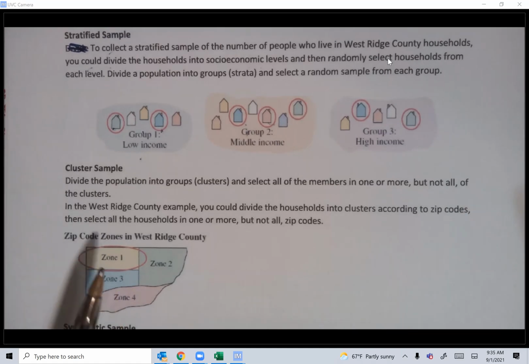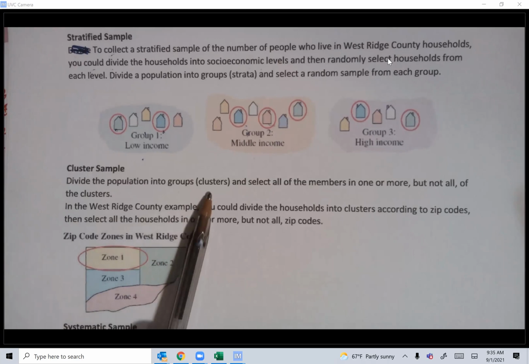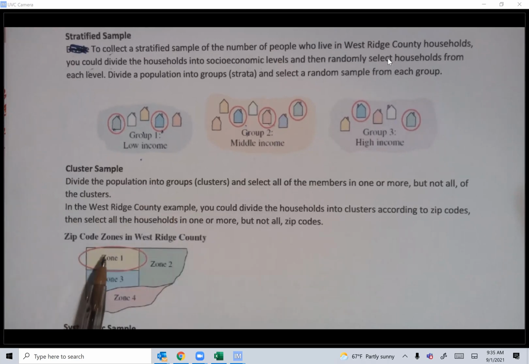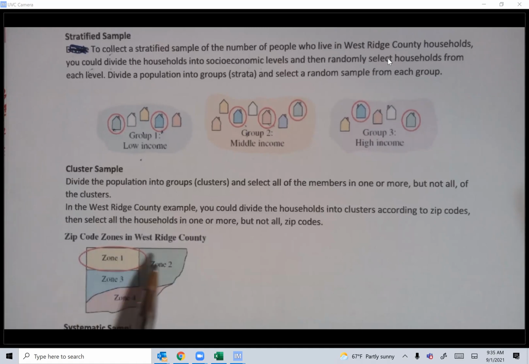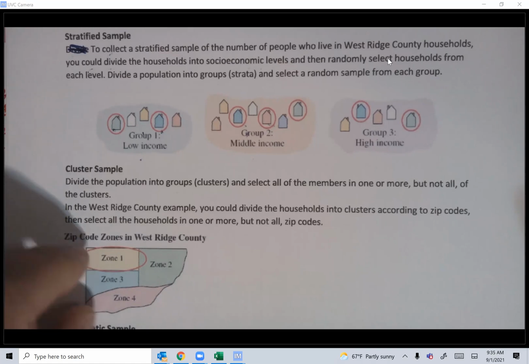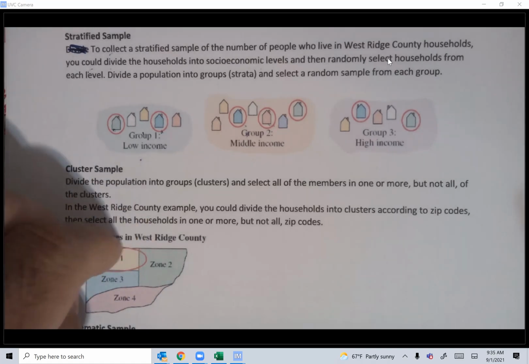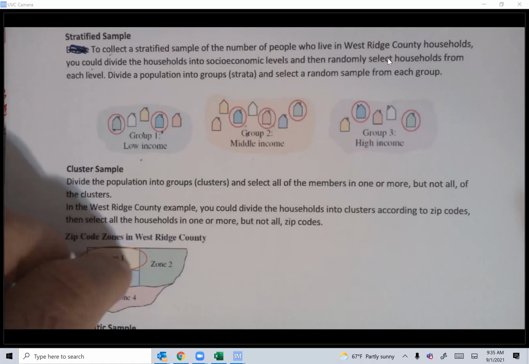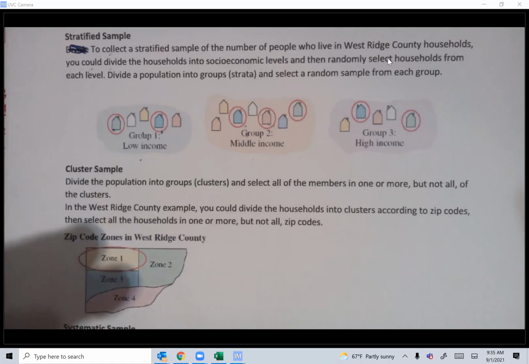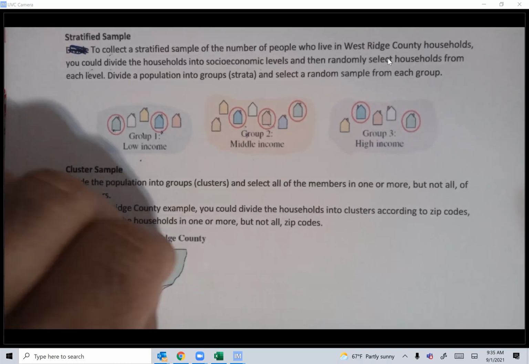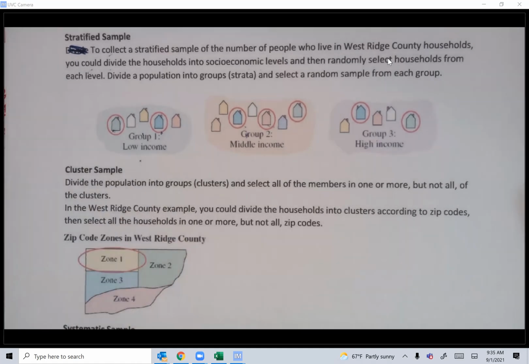You divide the population into groups. They call them clusters here. Look, for example, the Westridge County. You divide it into zone areas, zip codes. 1, 2, 3, 4 areas. And then you go and take all the members who live in 1 zone area or 2 zone areas and put them in the sample. So you don't select a little bit from each zone. You just take the entire zone and say, this is going to be my sample.